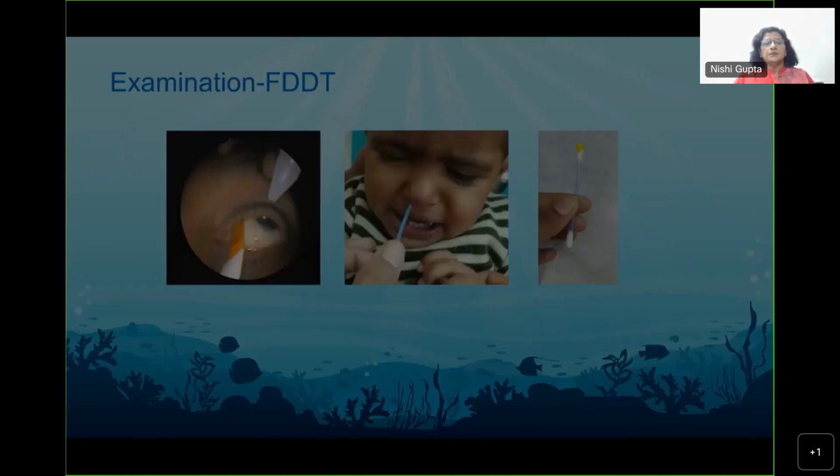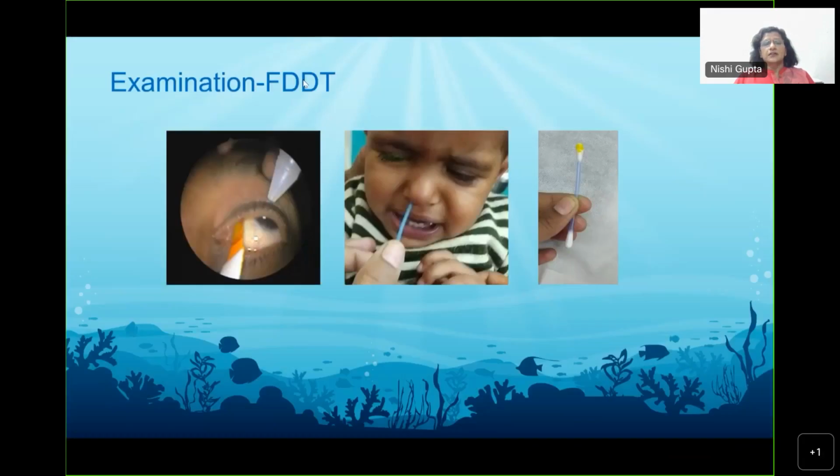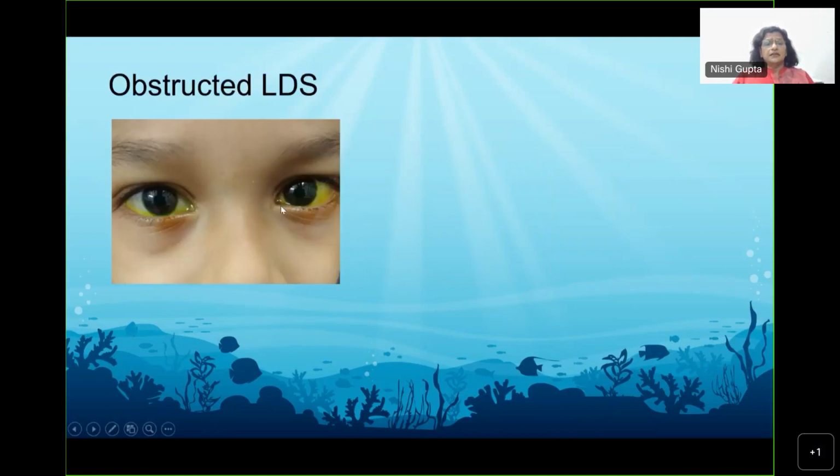And the examination is done by fluorescein dye disappearance test. Fluorescein strip is used and saline drops are instilled into the eye, into the medial canthal area. A cotton tipped applicator is inserted into the nose of the child, and if we see the cotton tip is stained, that means this child has a patent nasolacrimal duct. We don't really need to perform DCR and find the other causes of epiphora. While in this child, we can see that the dye is retained in the eye, and it indicates obstructed lacrimal drainage system.